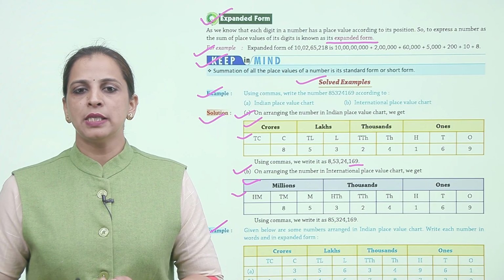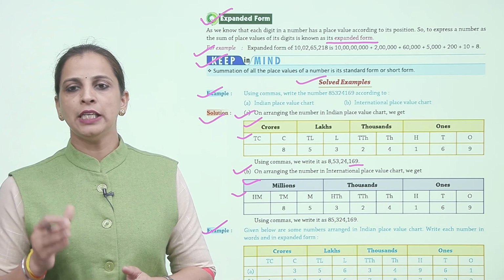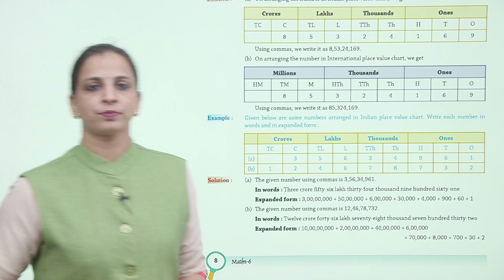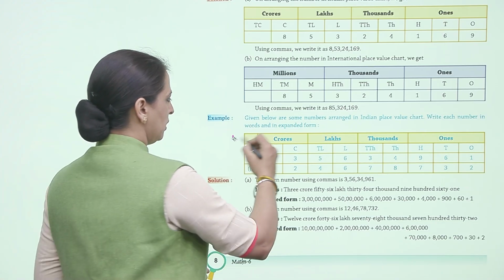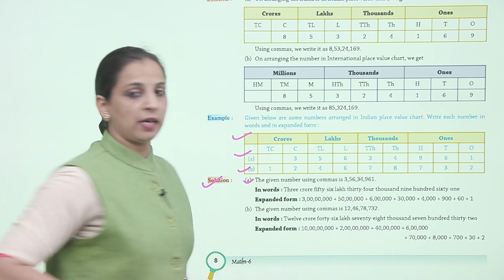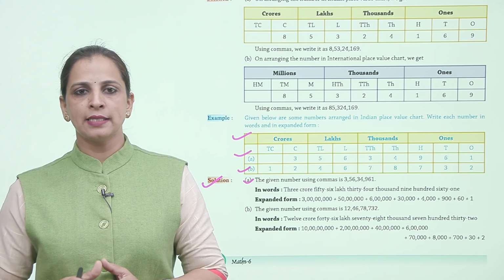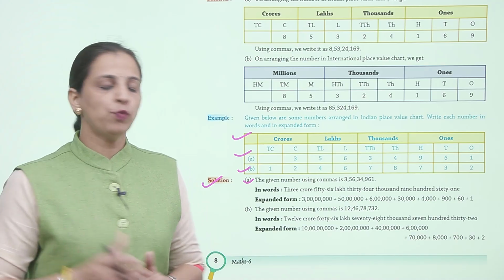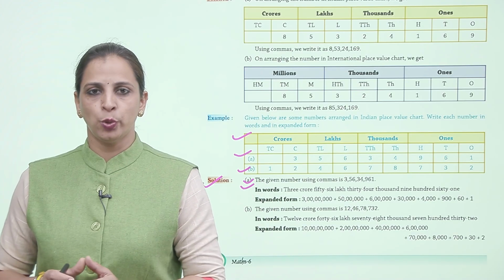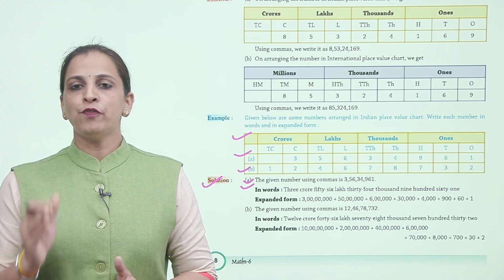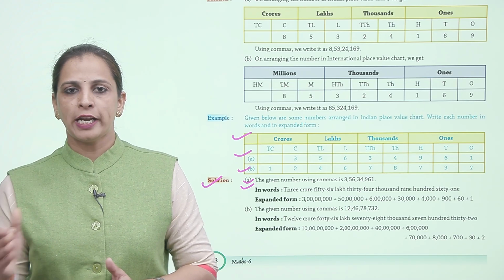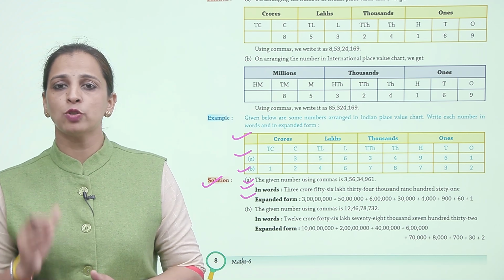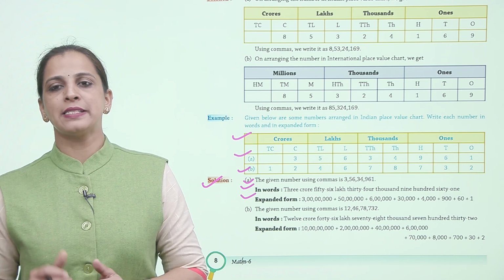Given below are some numbers arranged in Indian place value chart. Write each number in words and in expanded form. These are the numbers. Solution करते हैं A part. The given number using commas is 3,56,34,961. In words, words में लिखेंगे 3 crore 56 lakh 34,961 और expanded form में लिखेंगे that is 3 crore plus 50 lakh plus 6 lakh plus 30,000 plus 4,000 plus 900 plus 60 plus 1.